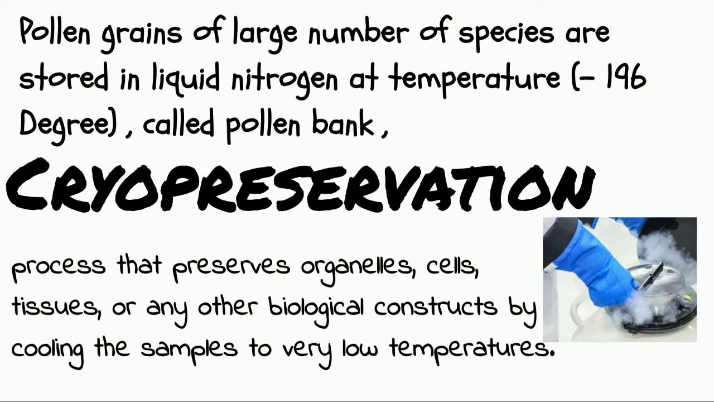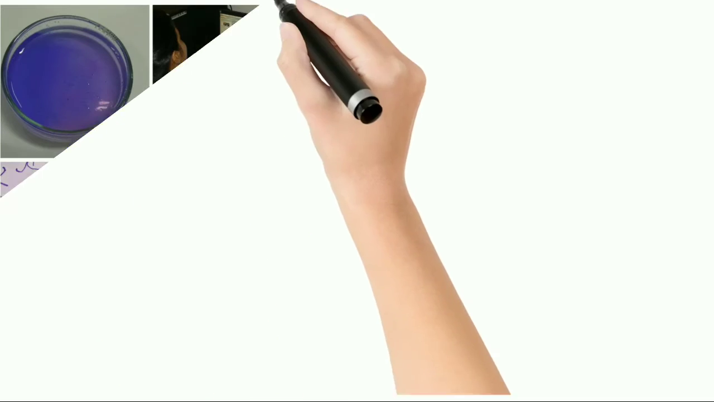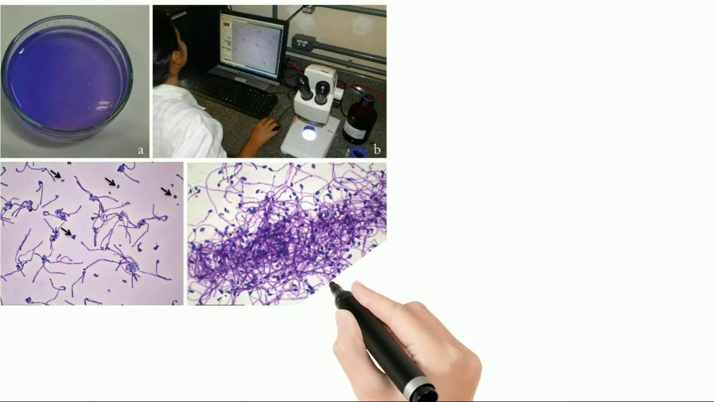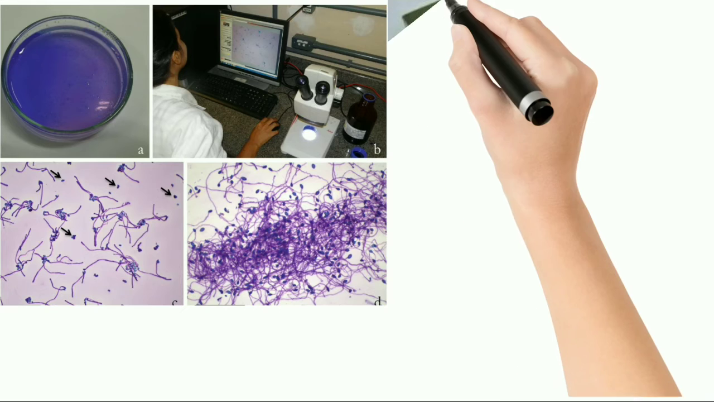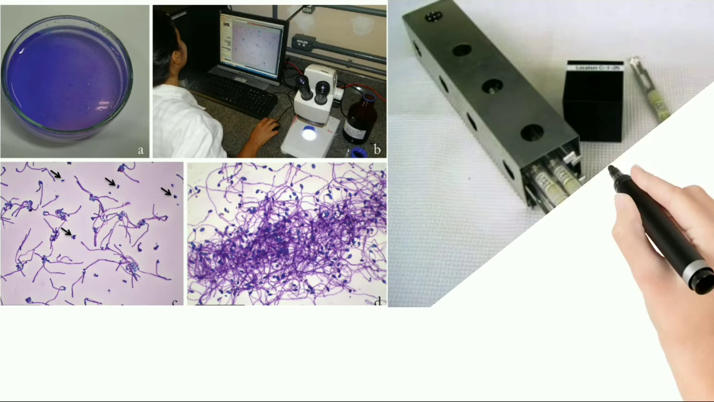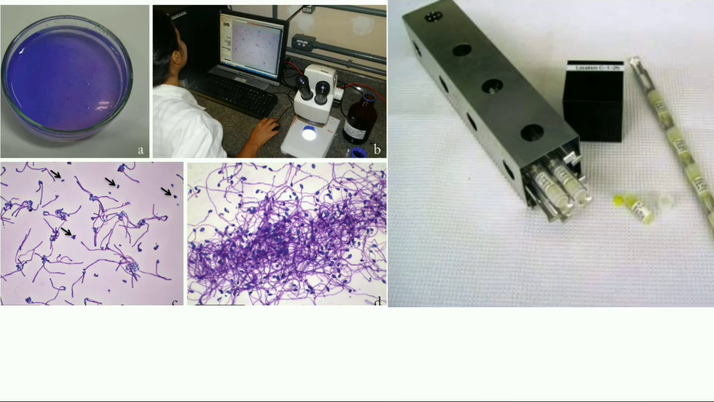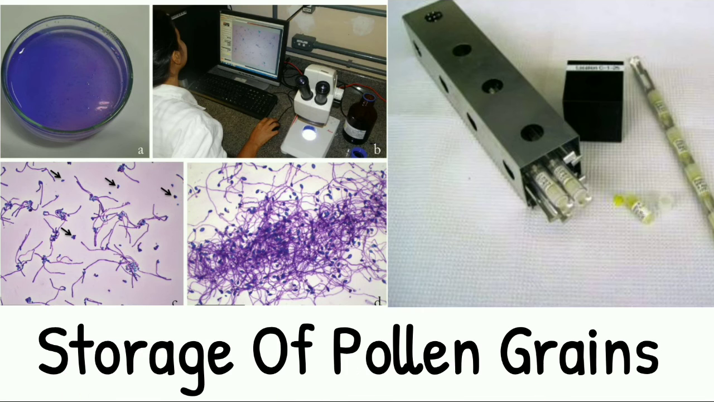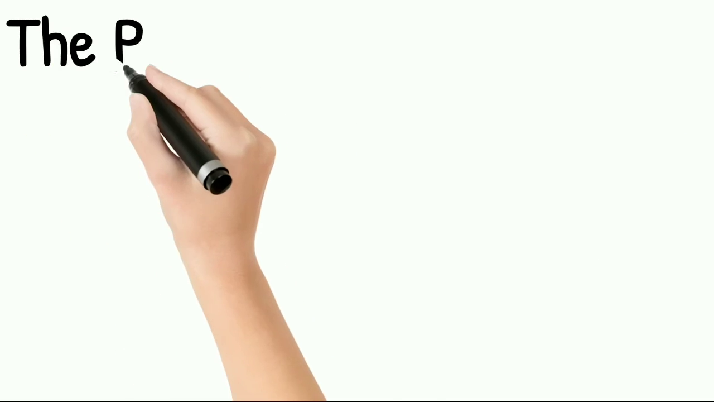And it is not only for pollen grains, it is also used for many cells, organelles, tissues or any biological construct by cooling the samples to very low temperatures. It is cryopreservation. And in this image you can see how pollen grains are stored using the technique of cryopreservation. These are stored pollen grains which can be used further.